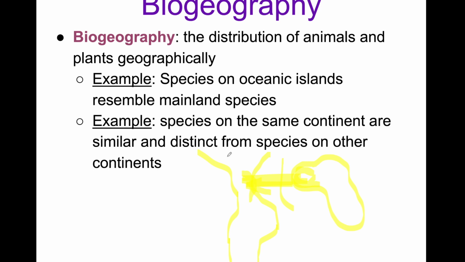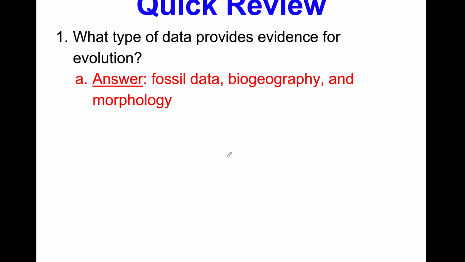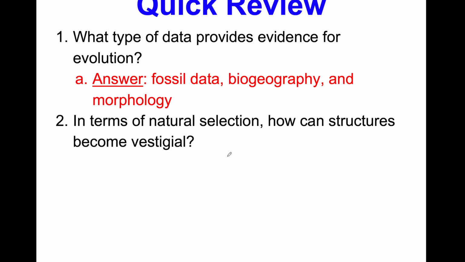It's very interesting stuff. Let's do a quick review. What type of data provides evidence for evolution? There are three of them: fossil data, biogeography, and comparative morphology. Two, in terms of natural selection, how can structures become vestigial? I love it. Answer the question.